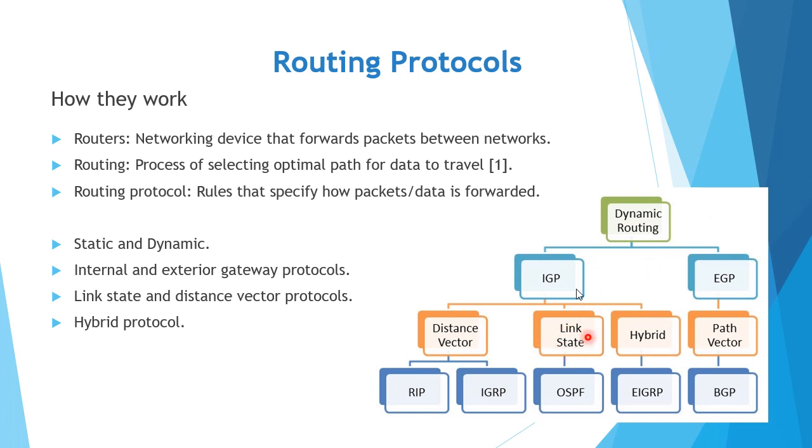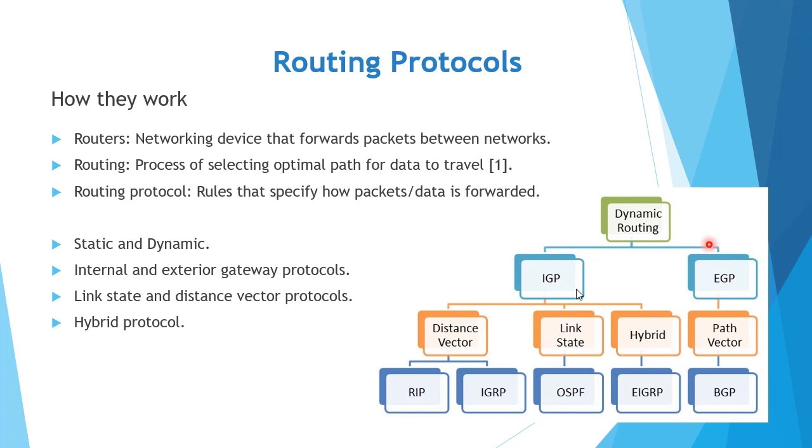Then we have the link state protocols. So OSPF is open shortest path first. The aim here is to take the shortest route to the destination. It establishes relationships with its neighboring routers to exchange the network topology, and then runs the SPF, which is the shortest path first algorithm, to calculate and add the shortest routes to its routing table.